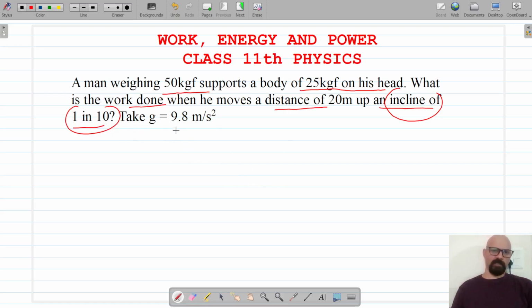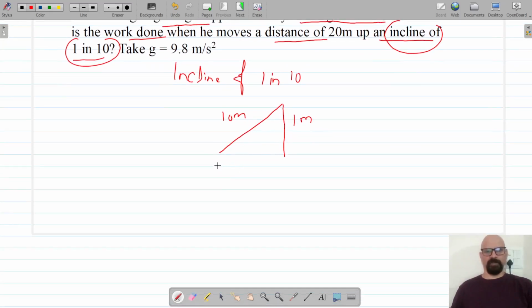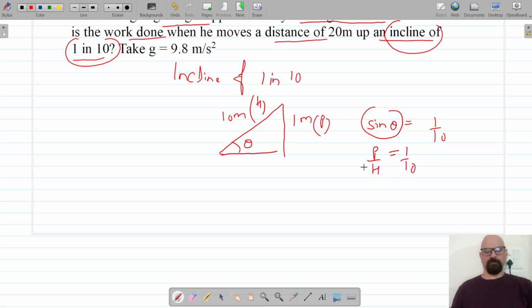An incline of 1 in 10 means that when he covers a distance of 10 meters on an inclined plane, the vertical distance covered is 1 meter. Let's say this is theta, this is the perpendicular and this is the hypotenuse. Using the trigonometric ratio, sine theta is given by P by H, which is equal to 1 by 10.